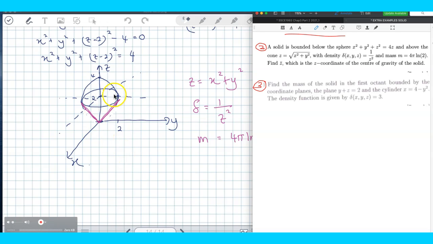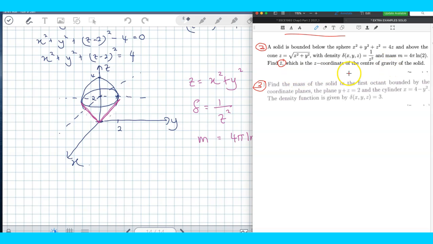Right? But your sphere is not centered at the origin. So meaning that if you solve this using spherical coordinates, then rho is not constant because your sphere is shifted along the z equal to 2. Now the question gives you density function 1 over z squared, and the mass is also given, and you have to find the z bar, which is the z coordinate of the center of gravity of the solid.